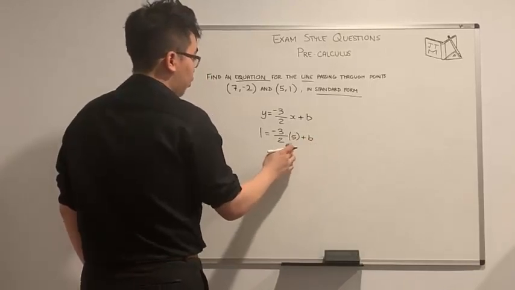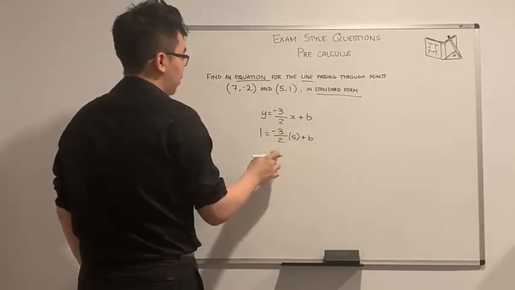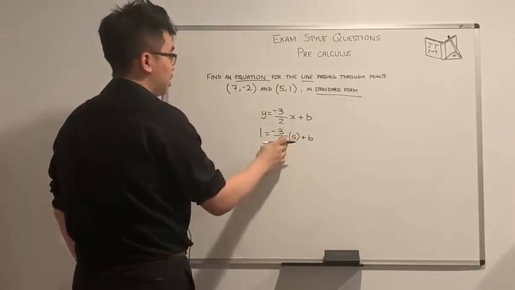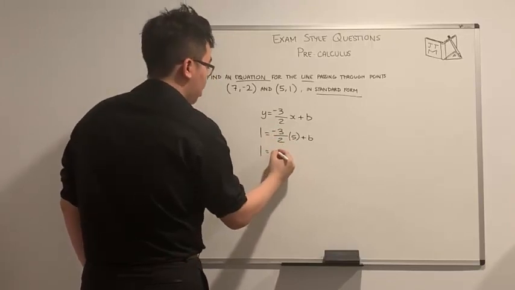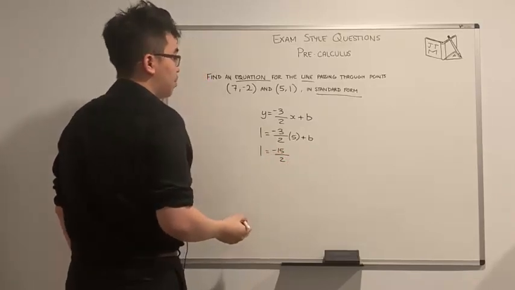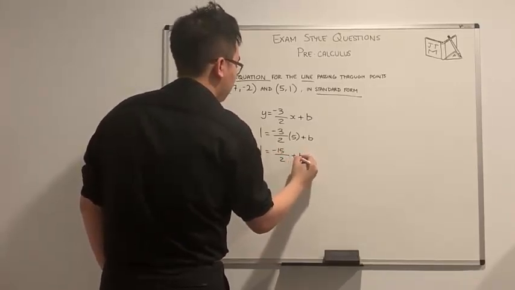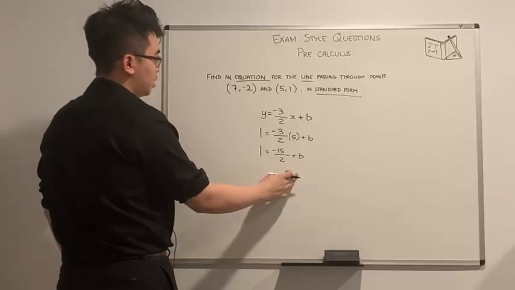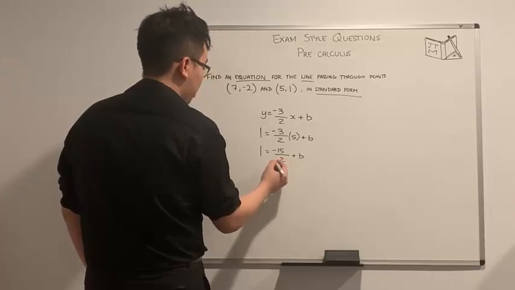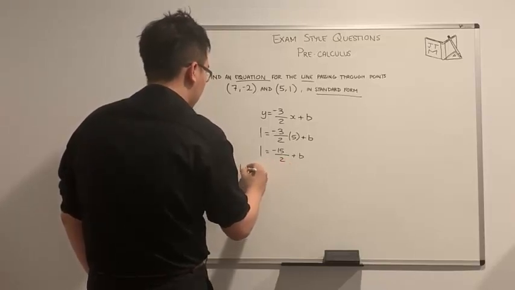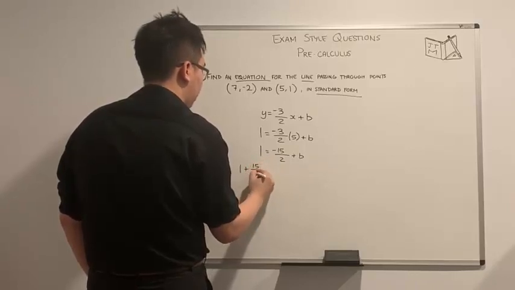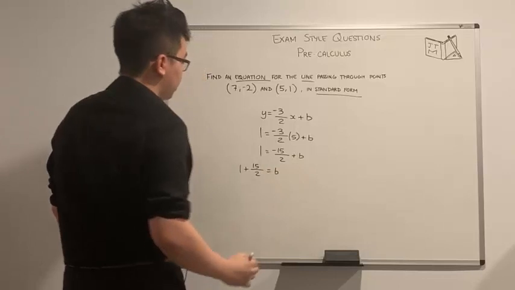Right. So now we multiply this out. We distribute 5 into -3 over 2. To do this, you simply multiply the -3 by 5 and you keep the 2 the same. That gives -15 over 2 plus b. Now we want to find b on its own, so we would move the -15 over 2 to the left side. So that would be 1 plus 15 over 2 equals b.